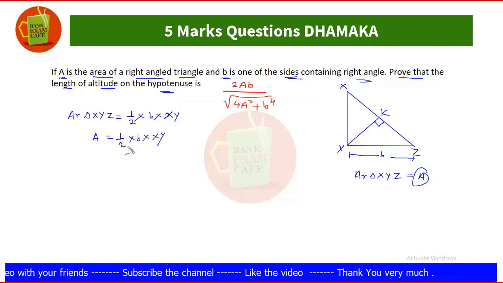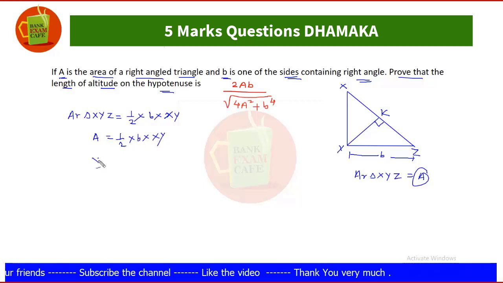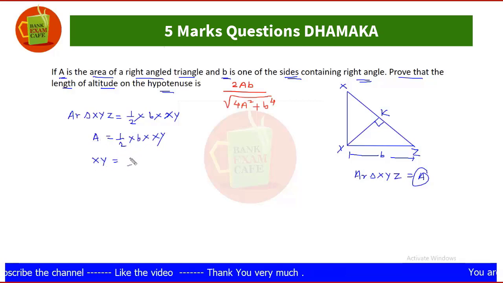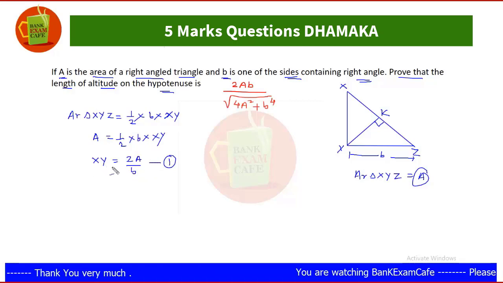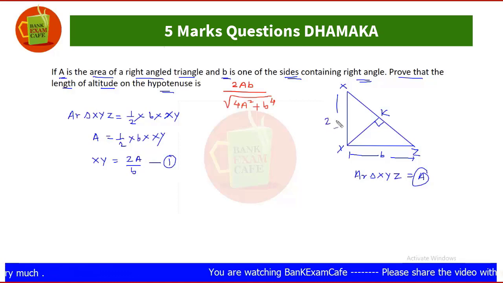So XY will be equal to, take 2 to this side and b to the other side, you will get 2a upon b. Let this be number 1. This is the first important step, that XY is equal to 2a upon b. This XY we have got as 2a upon b.